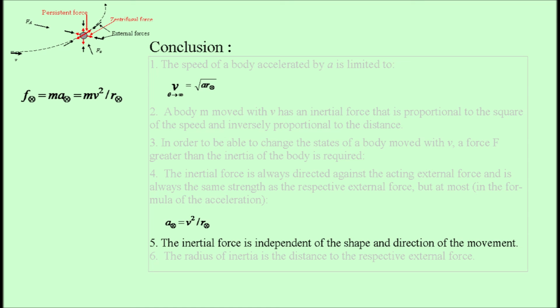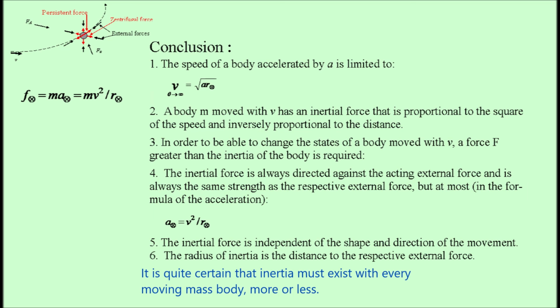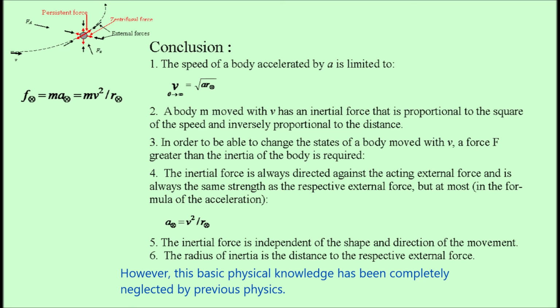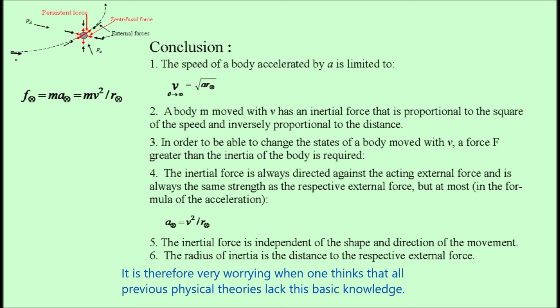The inertial force is independent of the shape and direction of the movement. The radius of inertia is the distance to the respective external force. It is quite certain that inertia must exist with every moving mass body, more or less. However, this basic physical knowledge has been completely neglected by previous physics. We have already seen that the difference between the results with and without inertia could be infinite. It is therefore very worrying when one thinks that all previous physical theories lack this basic knowledge.